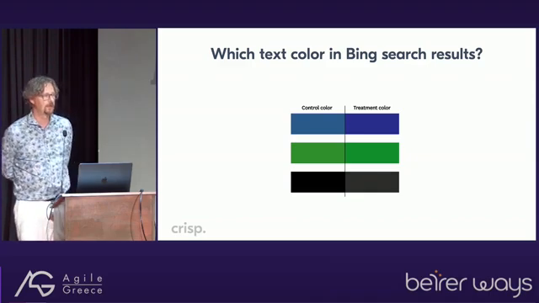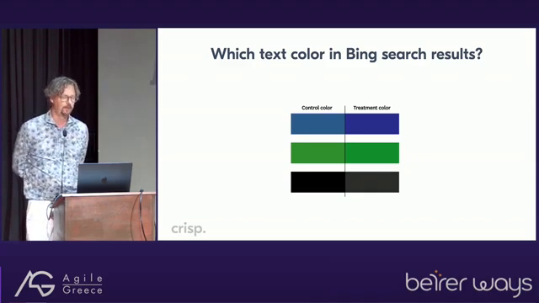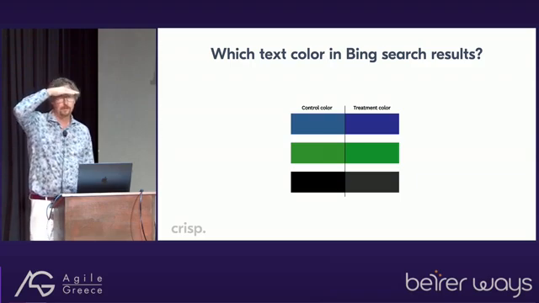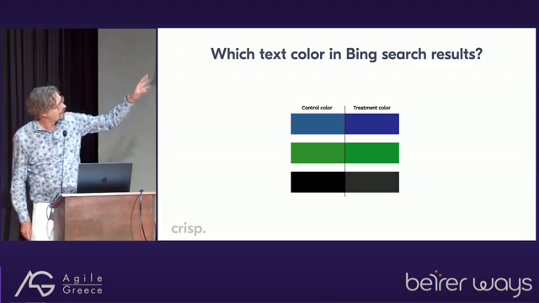Okay, last one. So we have a Bing search engine. So which text color should we use in the search results? Can you even see the difference? Can you tell the difference between the two colors? It's slightly darker.